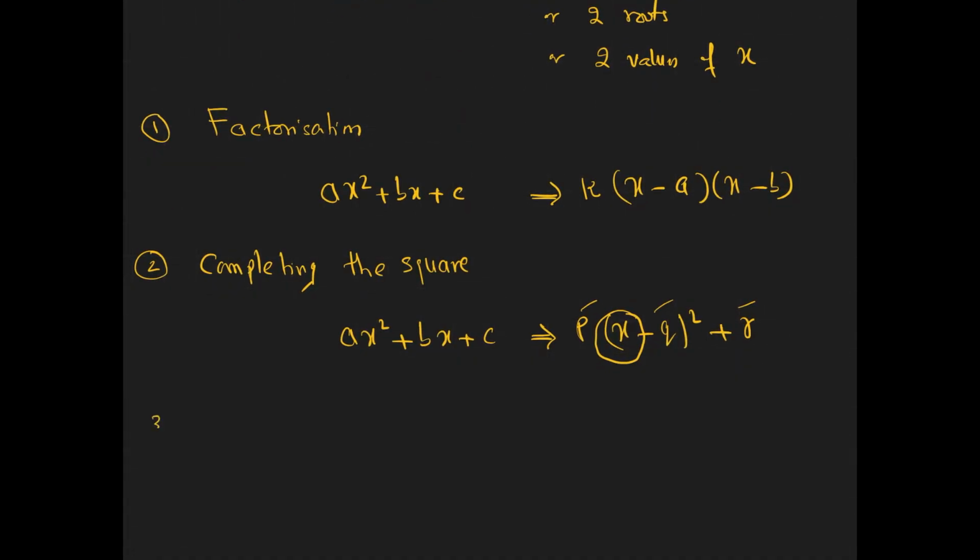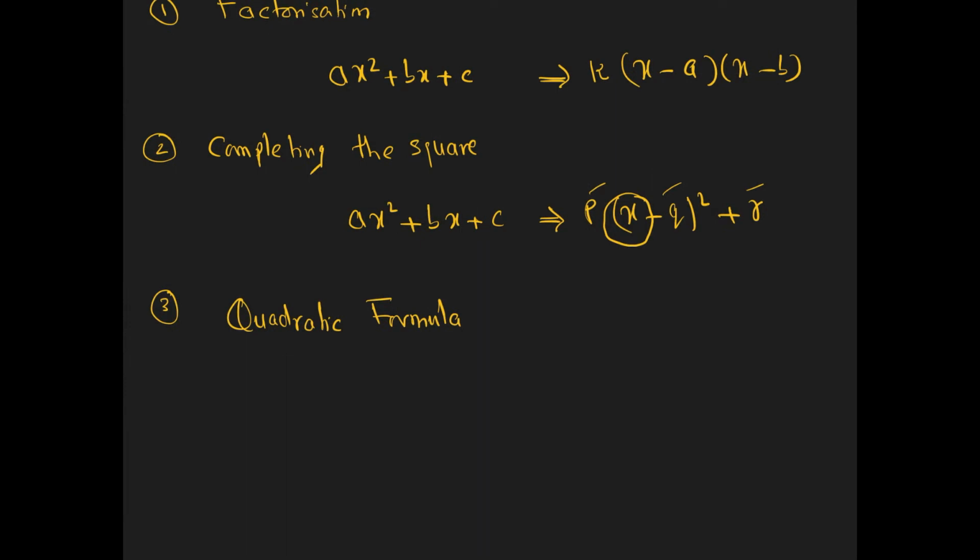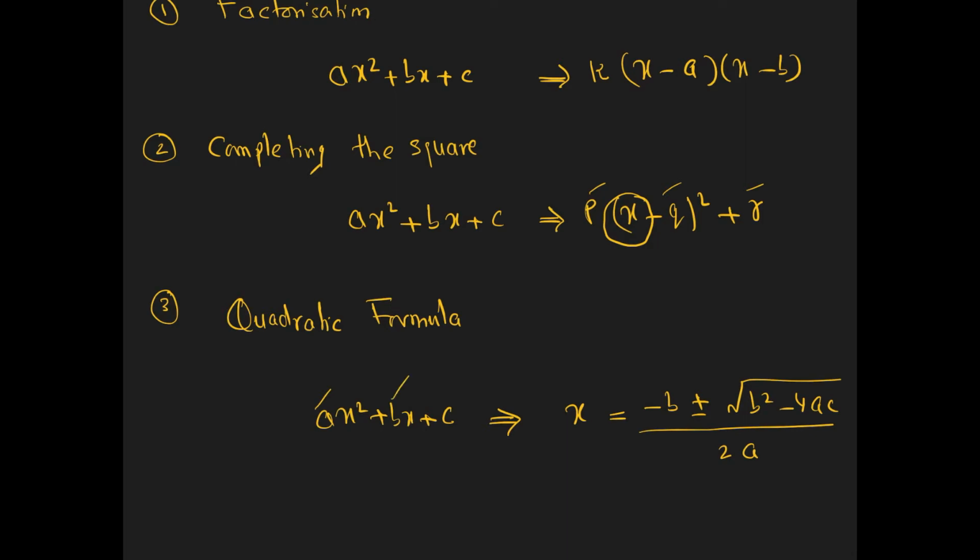And the third method is solving the quadratic equation by the quadratic formula. In the quadratic formula, for the equation ax² + bx + c = 0, the roots can be worked out by the formula x = (−b ± √(b² − 4ac)) / 2a, where a is the coefficient of x², b is the coefficient of x, and c is the constant.